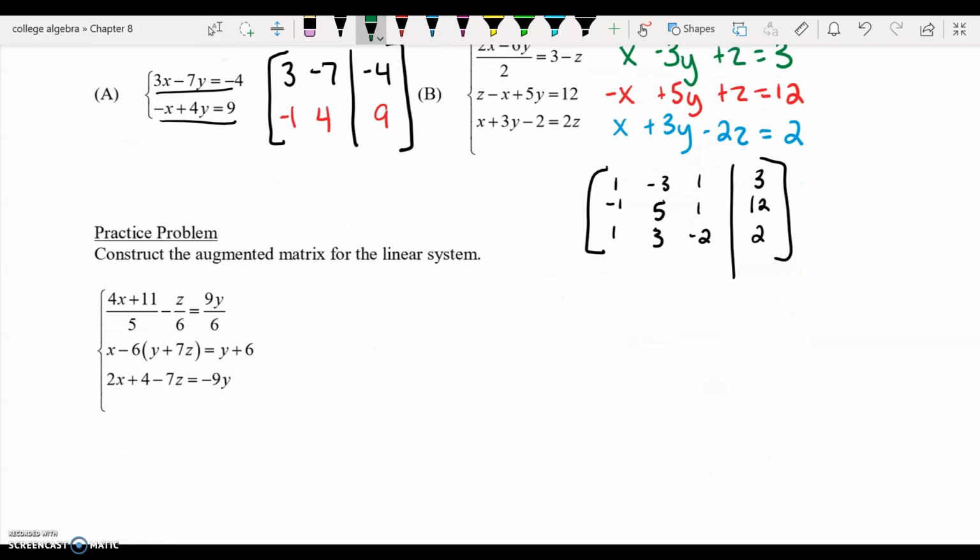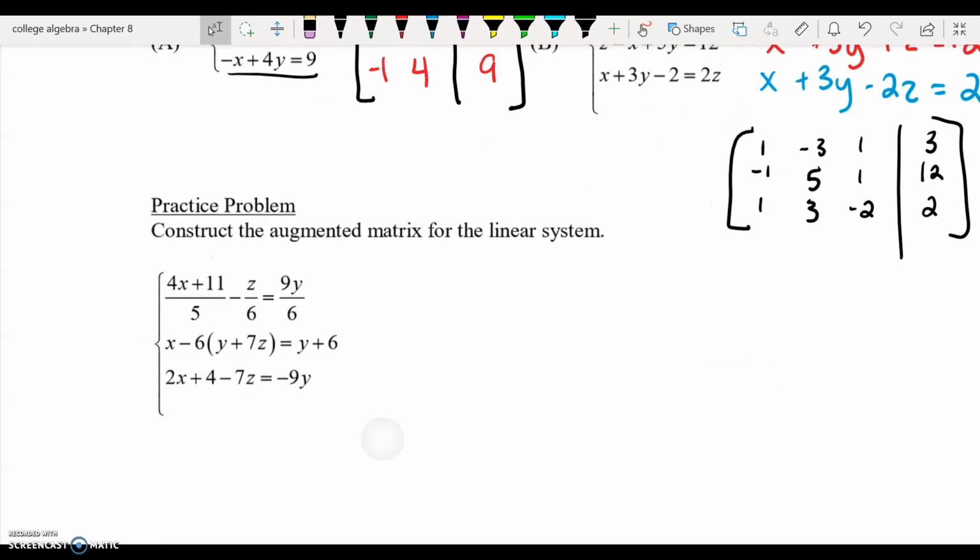So the first problem I want you guys to do as homework will be this one right here. This will be good practice. Write the augmented matrix for that linear system. There's going to be 3 problems that you guys are going to submit to classroom. This is the first one.